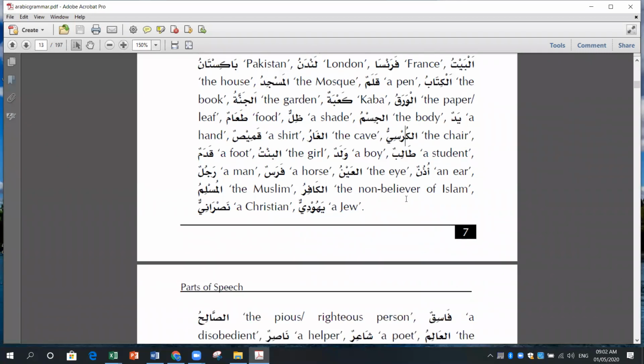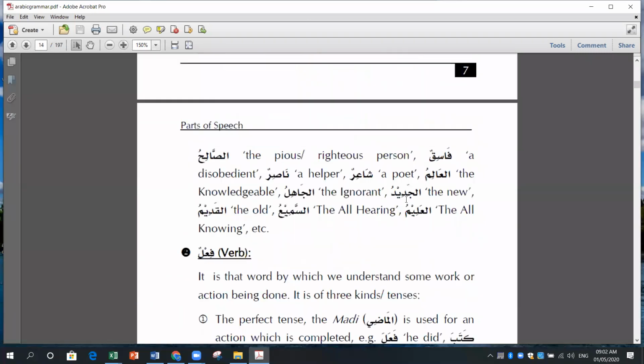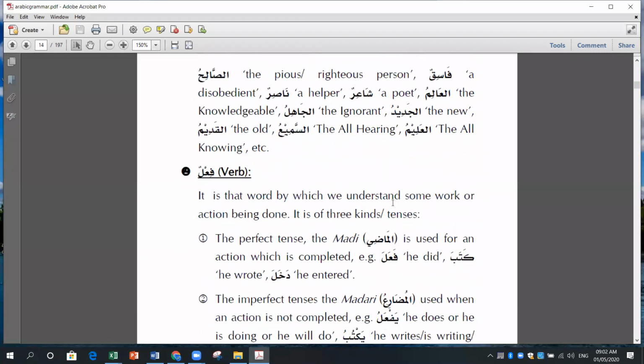Okay, so we'll move to the next part of speech, which was fi'l. Fi'l is an Arabic word because I want you to recognize the Arabic terms also, because finally our target is to understand the Holy Quran, right? So this word you will see there, fa, ain, lam, fi'lun, it means doing of something, verb, action.